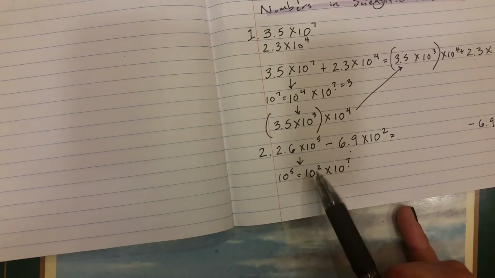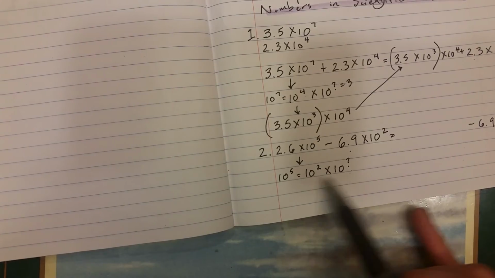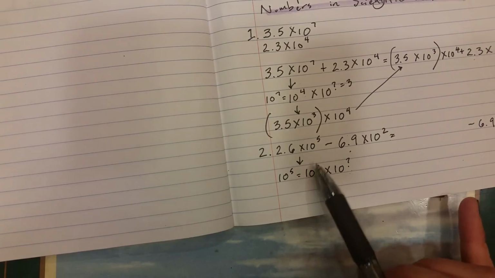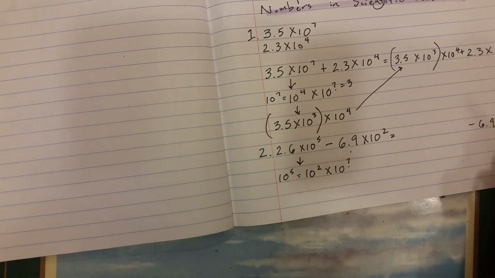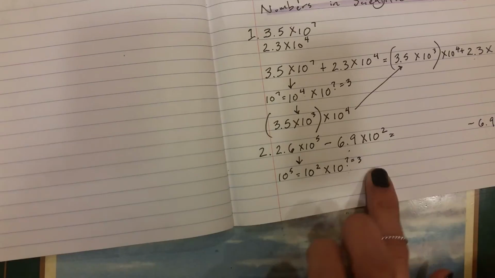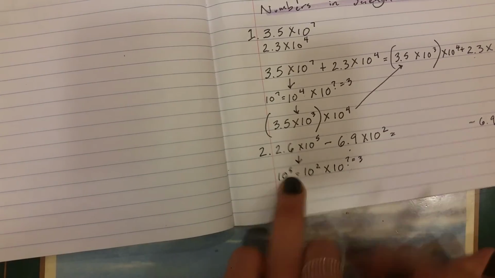What would this need to be? So remember multiplication of my bases. What do I need to do for my exponents? I have to add my exponents. So 2 plus 3 is going to equal 5.